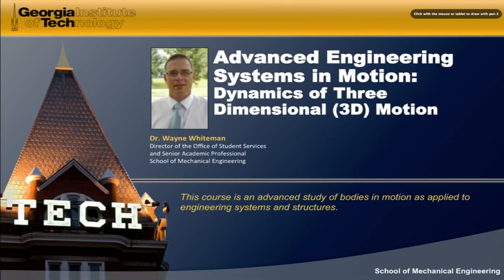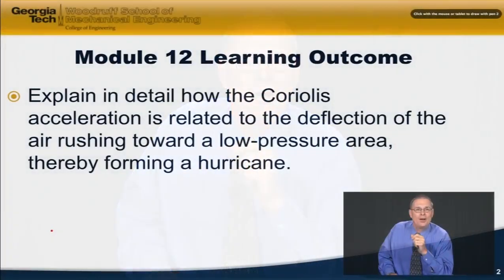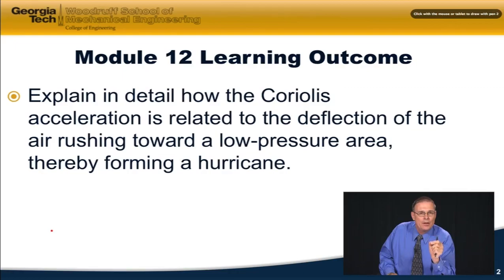Hi, this is Module 12 of three-dimensional dynamics. Today's learning outcome is to use the theory we developed last time to explain how Coriolis acceleration is related to the deflection of air rushing towards a low pressure area and thereby forming a hurricane.